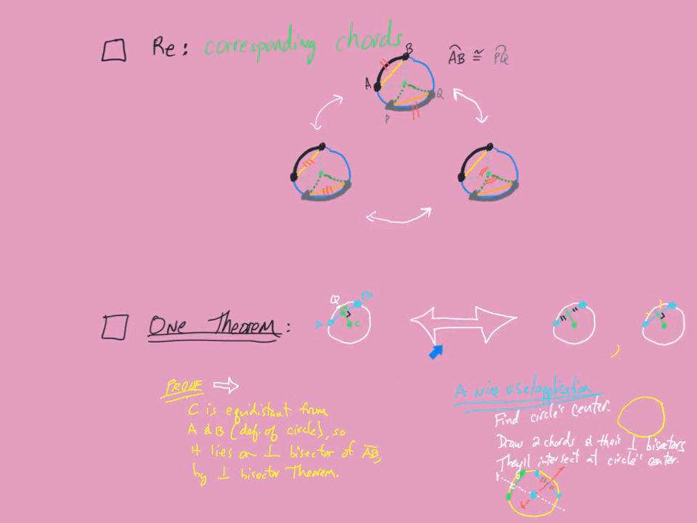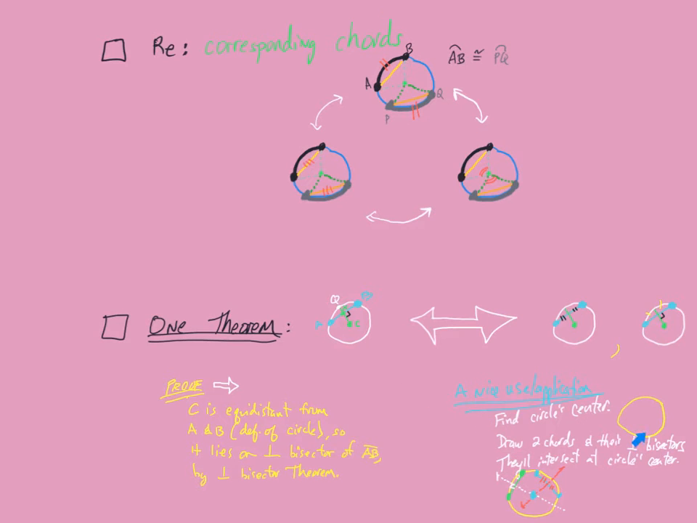Now this is a two-way street. It's a biconditional. So if we had a chord and we constructed its perpendicular bisector, then we know that that perpendicular bisector would have to go through the center and therefore it would contain the radius. I'm going to prove that next slide, but right now a nice application.